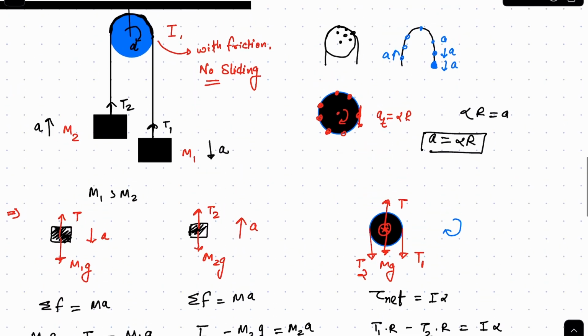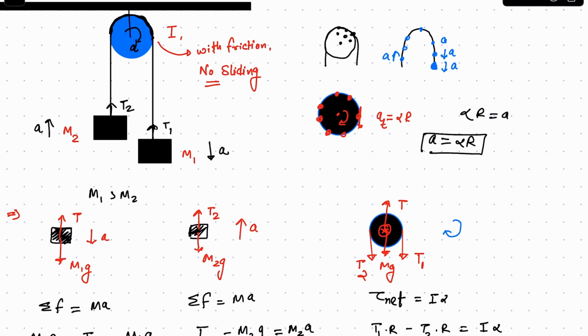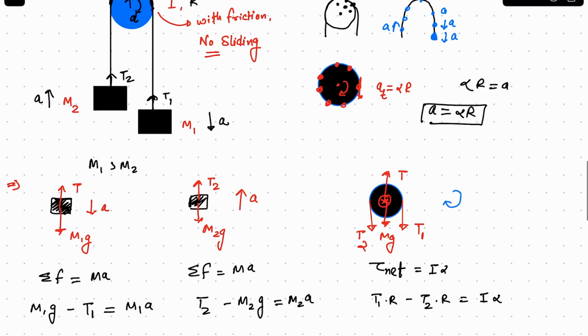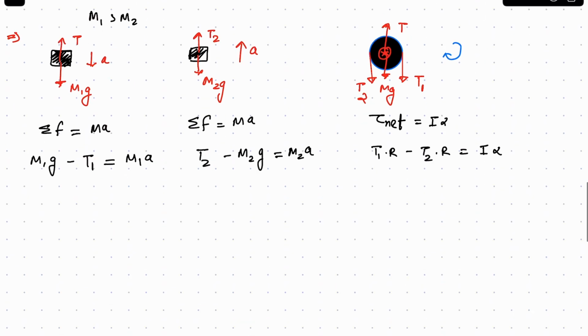Generally R will be given in the question, and the moment of inertia I will also be given. From here I can write down that T1 minus T2 is equal to I by R multiplied by alpha. Now these are three equations.